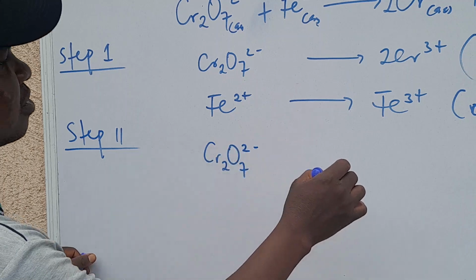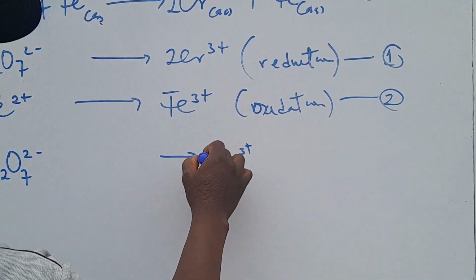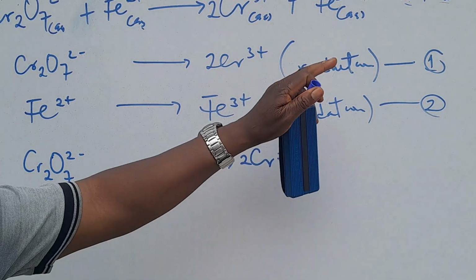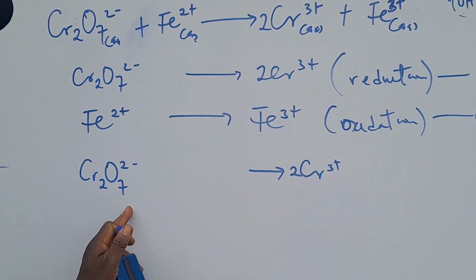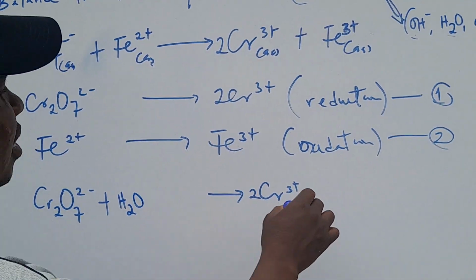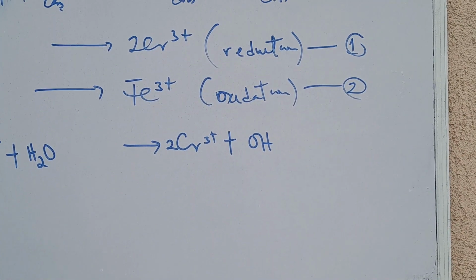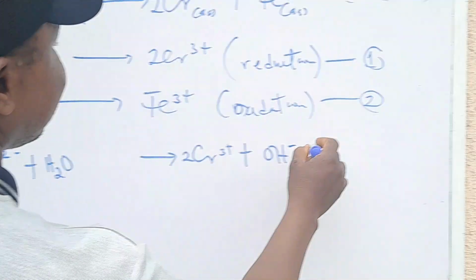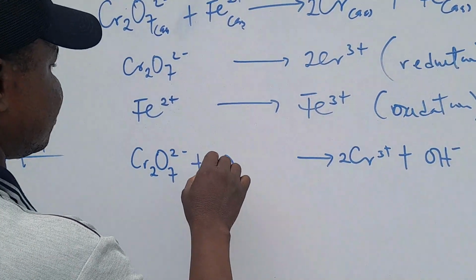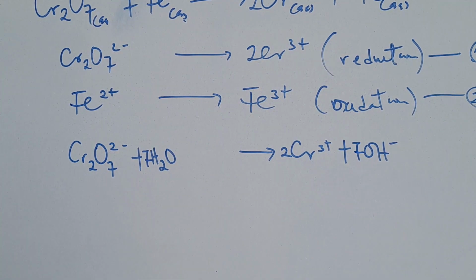Cl2O7 2- going to Cl3 2+. Remember I told us that we should check the side that will have more oxygen, that's when you add your water. So let's add our water, H2O, and let's add our hydroxy. How do you know the number of hydroxy ions to add? So I have 7, you have 8. I can add 7. Add 7, don't waste time.